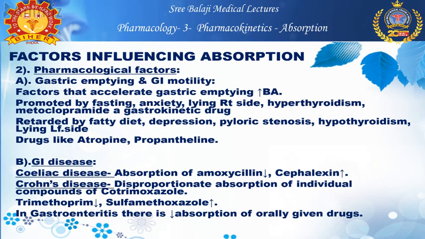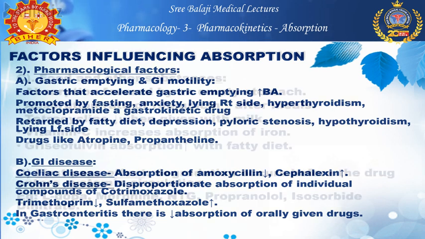Then you have gastrointestinal diseases like celiac disease. The absorption of amoxicillin is reduced and cefalexin is increased in celiac disease. Then Crohn's disease, there is a disproportionate absorption of individual compounds of cotrimoxazole. That is, cotrimoxazole is a combination of trimethoprim and sulfamethoxazole. But in Crohn's disease, the absorption of trimethoprim is reduced and sulfamethoxazole is increased. So in gastroenteritis, there is reduced absorption of orally given drugs.